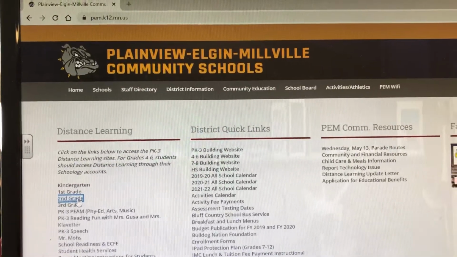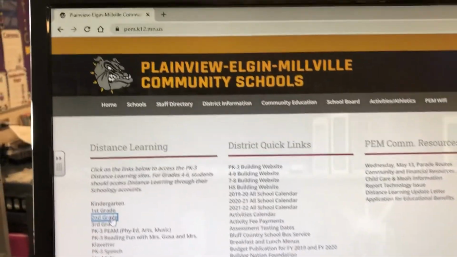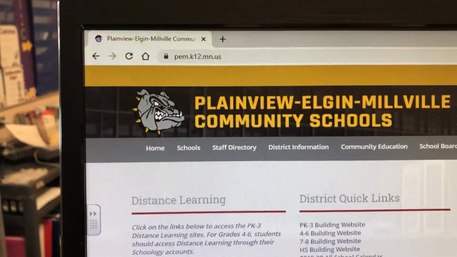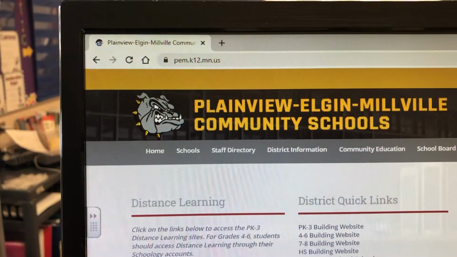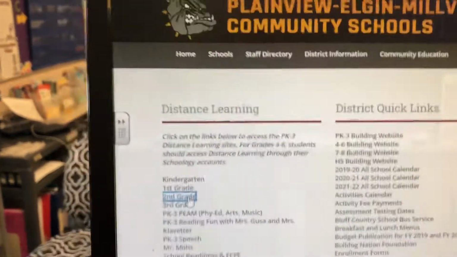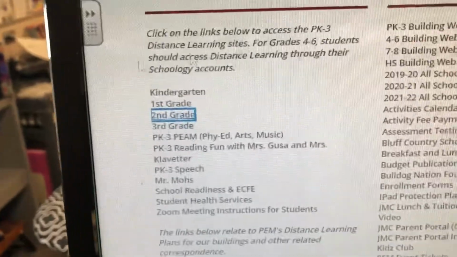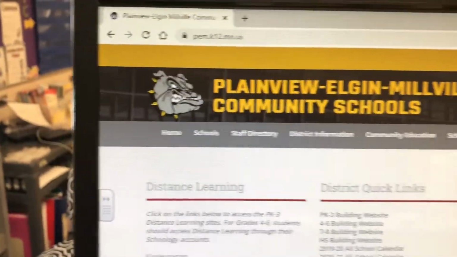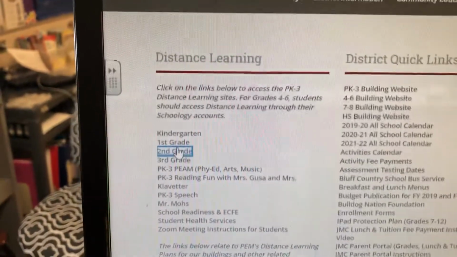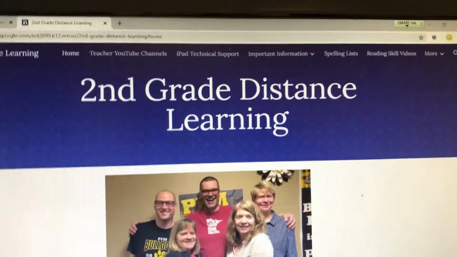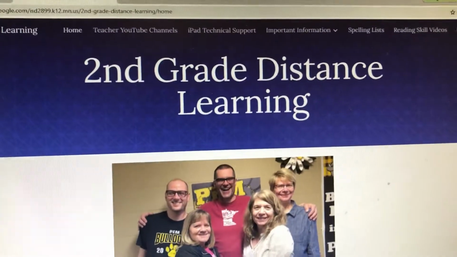It's week 7, day 4, and this is the math portion of our learning today. And I want you to go to the PEM K12 website, and you're going to find the second grade distance learning page. So your second grade distance learning page on the PEM main page. So highlight second grade, and there's all 5 teachers. I'm sure you've seen that. Here's the second grade distance learning.